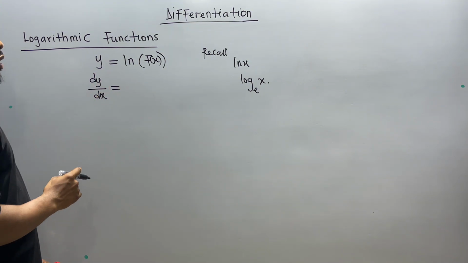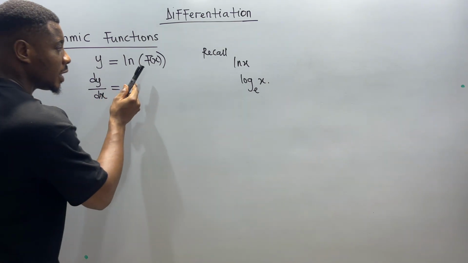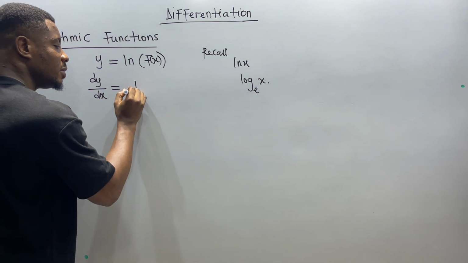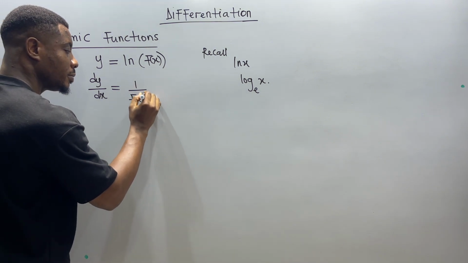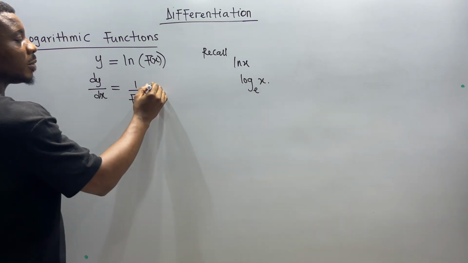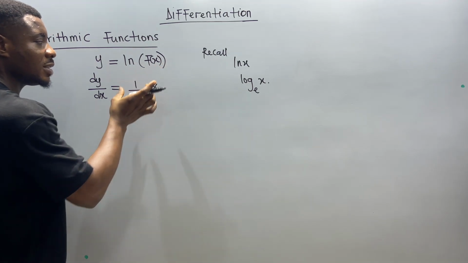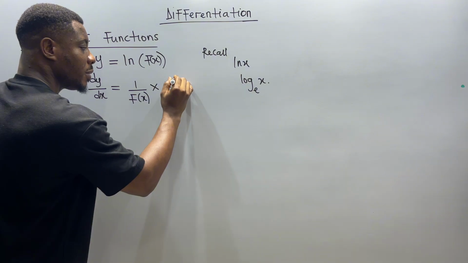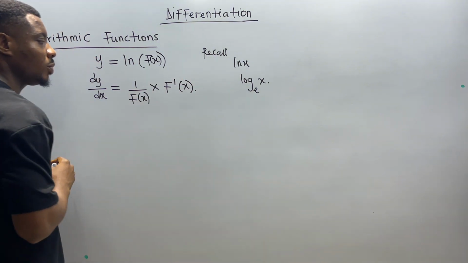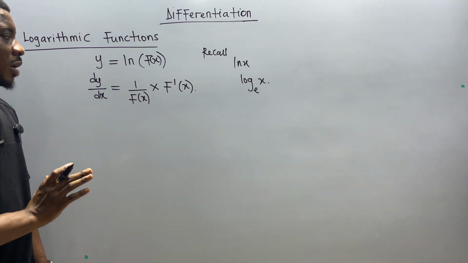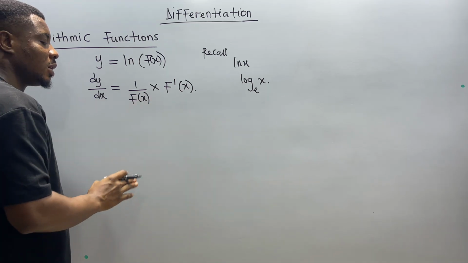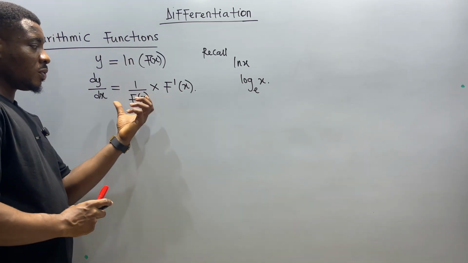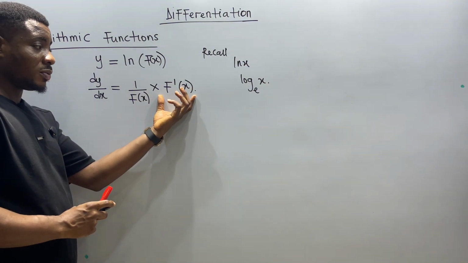First step: you can see that ln is actually carrying a function here. There's a function inside ln. So what do I do? I do 1 divided by the function, then multiplied by the derivative of the function. So the derivative of f of x will be f prime of x. This is just the technique when it comes to differentiating logarithmic functions. Just do 1 over f of x multiplied by the derivative of f of x.